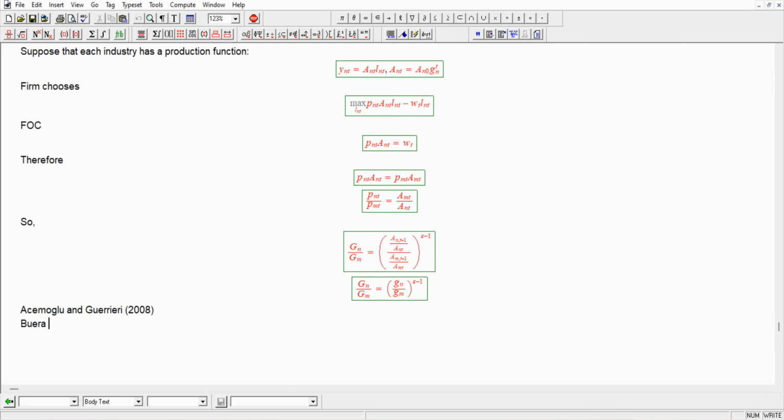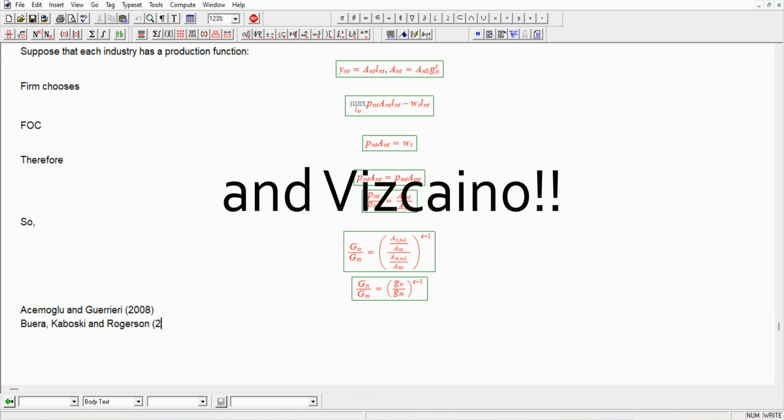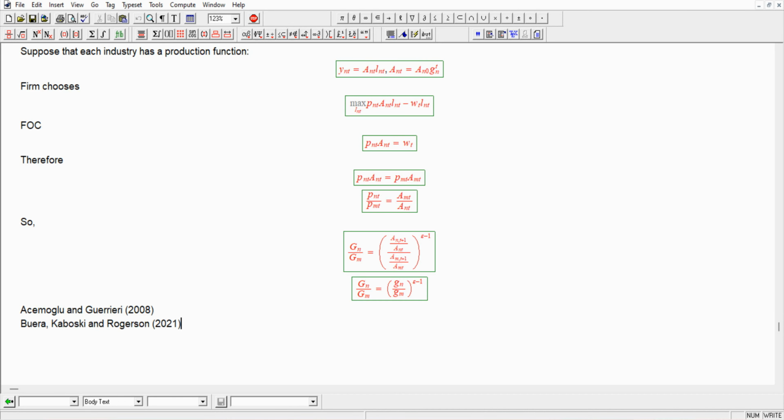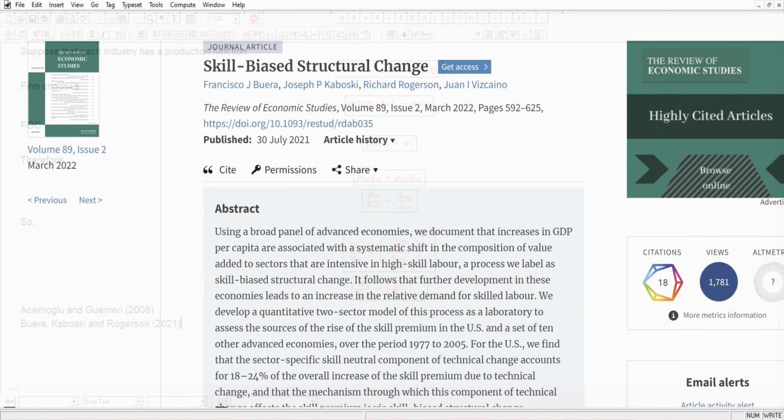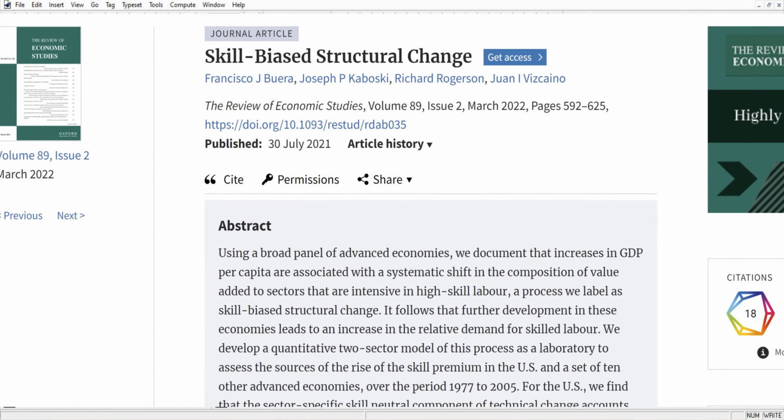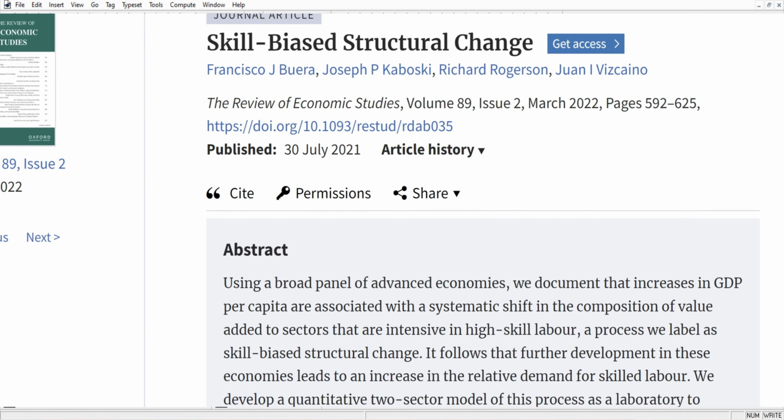Similarly, Buera, Kaboski, and Rogerson have a paper where it's differences in skill shares that matter, and then structural change depends on the cost of different skills and how that evolves over time.